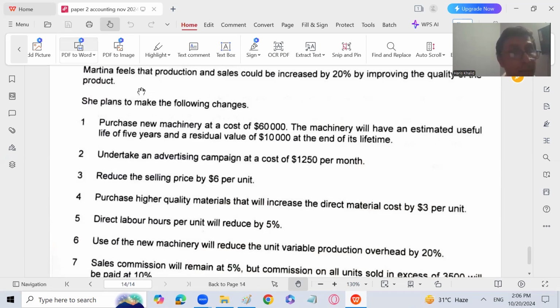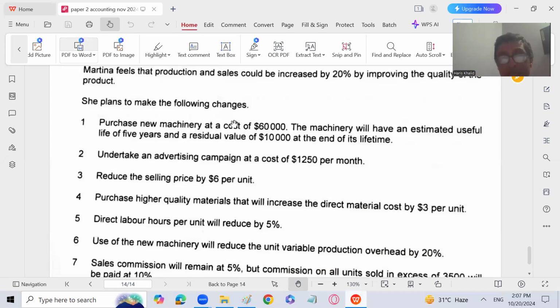Okay. Martin now feels that production and sales could be increased by 20% by improving the quality of the product. So we are increasing the quality of the product. How can we increase the quality of the product? By improving the quality of material. So it means the material price will increase. And because of the increase in the material price, the labor cost should decrease. Why? Because there will be less wastage and less time will be consumed. So labor hours will decrease. And output has been increased by 20% because we believe that we are able to sell more units to increase our profit.